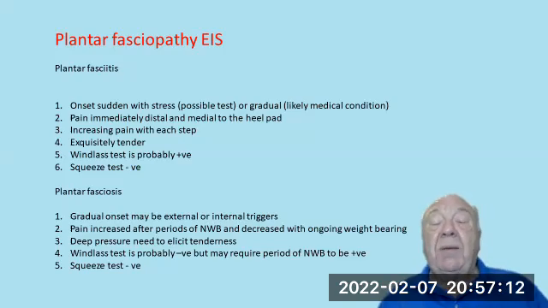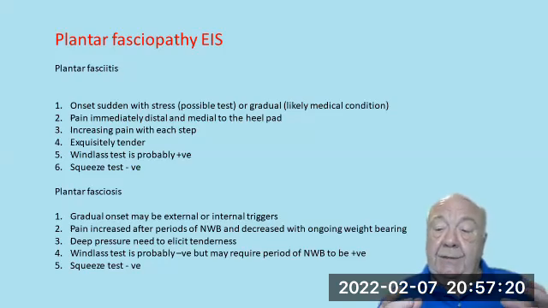The only way you may be able to get it to be positive is to have them sit for a prolonged period of time, and then do the test. It might just be positive then, otherwise this is almost always negative with fasciitis. And again, the squeeze test should be negative.